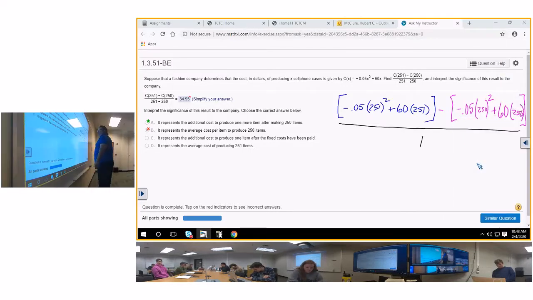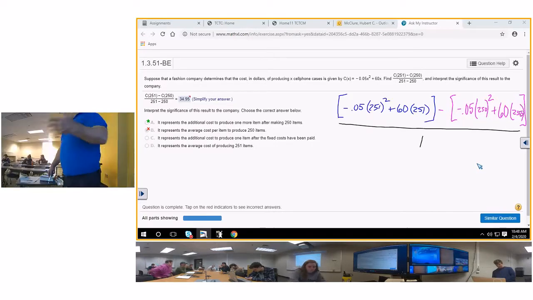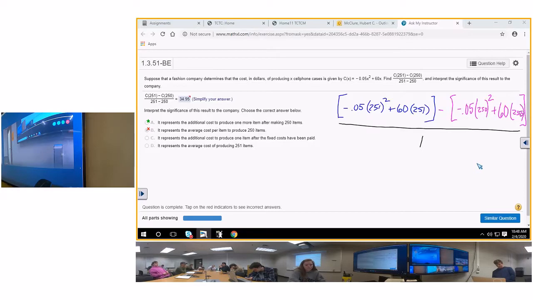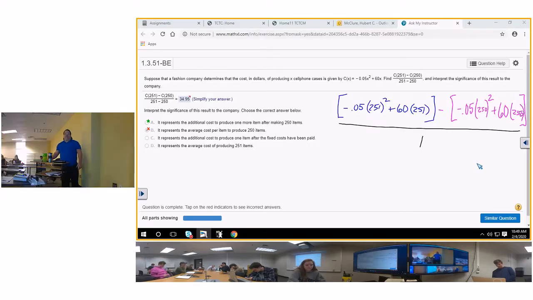And you should get, I don't know if that's the answer, $34.95. And that represents the additional cost to produce one more than 250. So if you produce 251, $34.95 is going to be your cost of 251 items. We'll get into this later. I don't know why they're putting it in this section, because we'll get into that like in Unit 2 or 3. But that's how you do the problem.